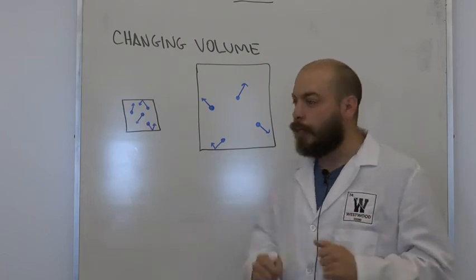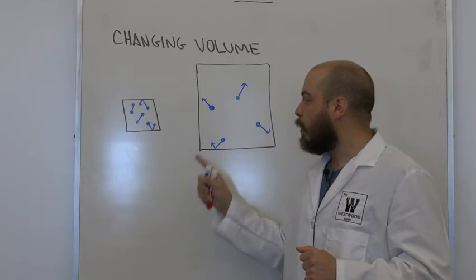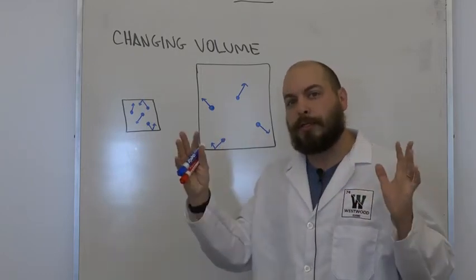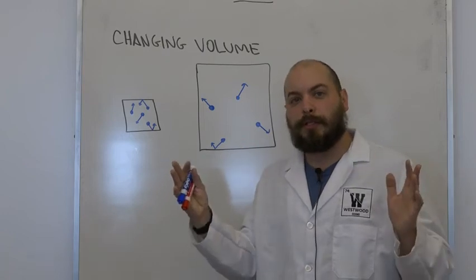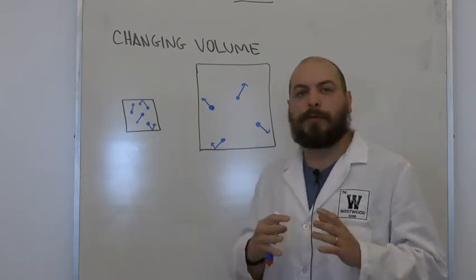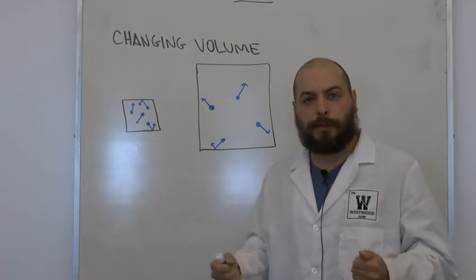So when we think about it in terms of kinetic molecular theory, the reason that the volume and the pressure are related is because as volume changes, the number of collisions changes. All right, so in this case, as the volume increases, the number of collisions becomes less, and therefore the pressure is decreased.